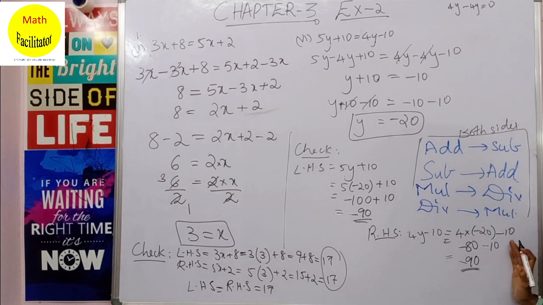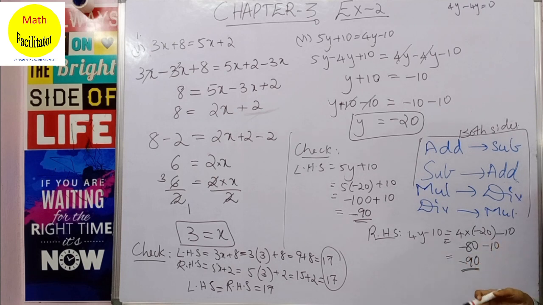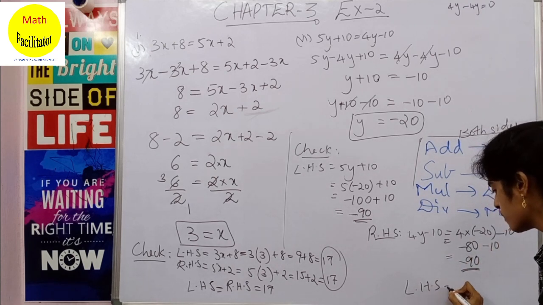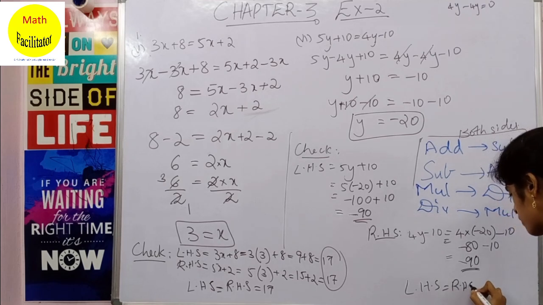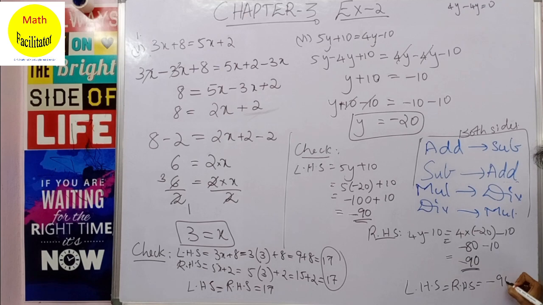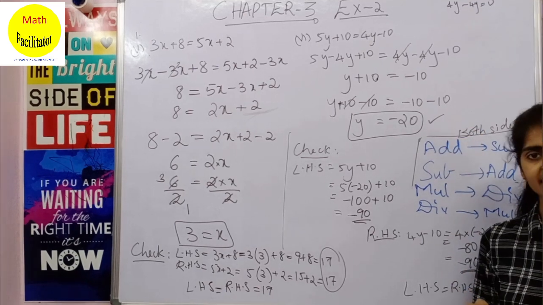Clear? So these basic operations of integers you should be very clear. So because these will be carried out throughout your life, you have to carry these operations throughout your life. Okay, so be clear with these addition, subtraction, multiplication of integers. Okay, so now you have LHS equal to RHS equal to how much? LHS is minus 90, RHS is also minus 90. Okay, so the value of y is minus 20. It is correct.